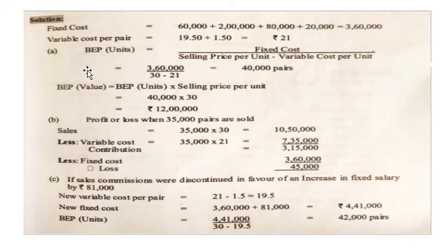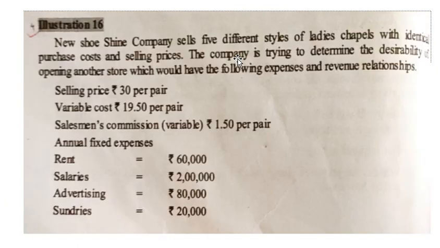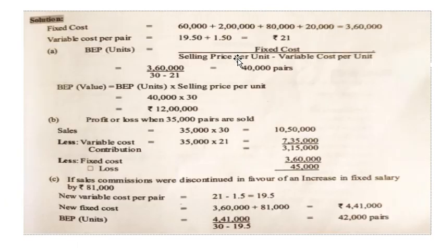Now let us calculate our break-even point in units. The formula is fixed cost divided by selling price per unit minus variable cost. As we have fixed cost, selling price per unit and variable cost, we will take this formula directly. The other formula is fixed cost divided by PV ratio, so any of those formulas can be used. Your fixed cost is 3,60,000 and selling price per unit as per the question is 30 rupees per pair. So 30 minus variable cost, which is 21, will give you 40,000 pairs.